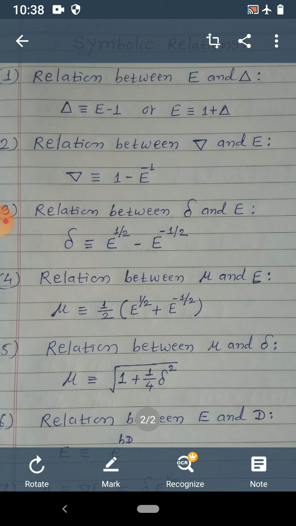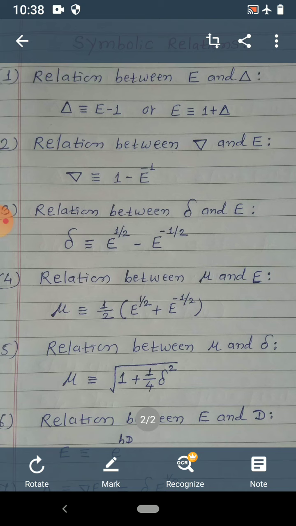Here we have written the expression without the function. If we write this as delta y, we have to write this as y of e^h minus 1, like that. Or here, if we write this in terms of function, delta f of x is equal to e f of x minus f of x, and so on. This is the first relation.